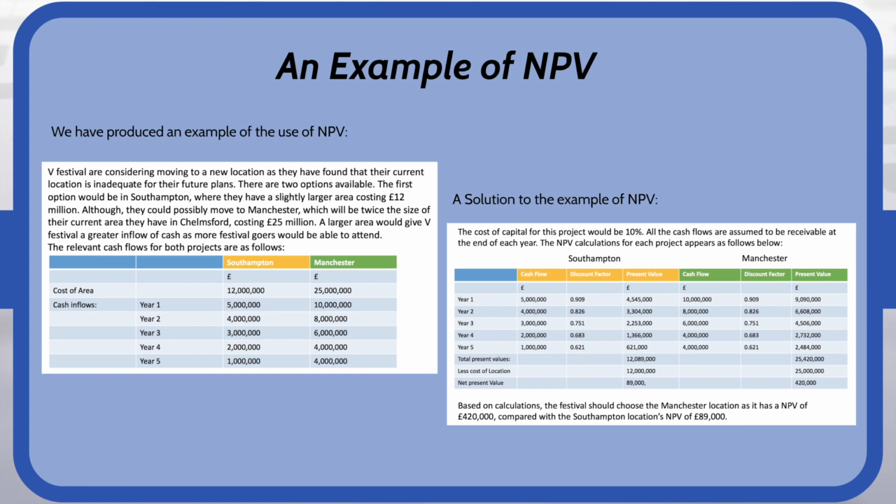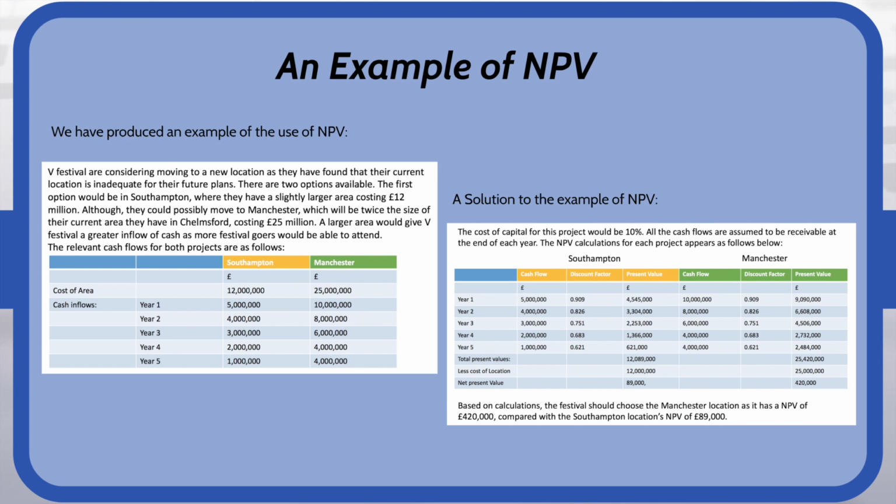As you can see in the table, it starts with the cost of area for Southampton at 12 million and the cost of the area of Manchester at 25 million. From the first year to the fifth year, it shows the cash inflows of how much money they'll be making from the festival goers. And as you can see, the Southampton one won't be making as much as the Manchester one from the first year to the fifth year.